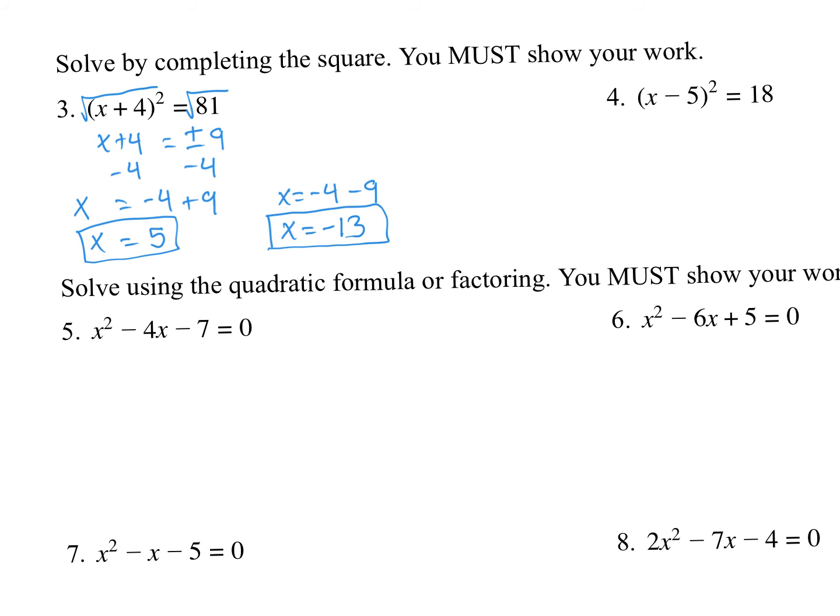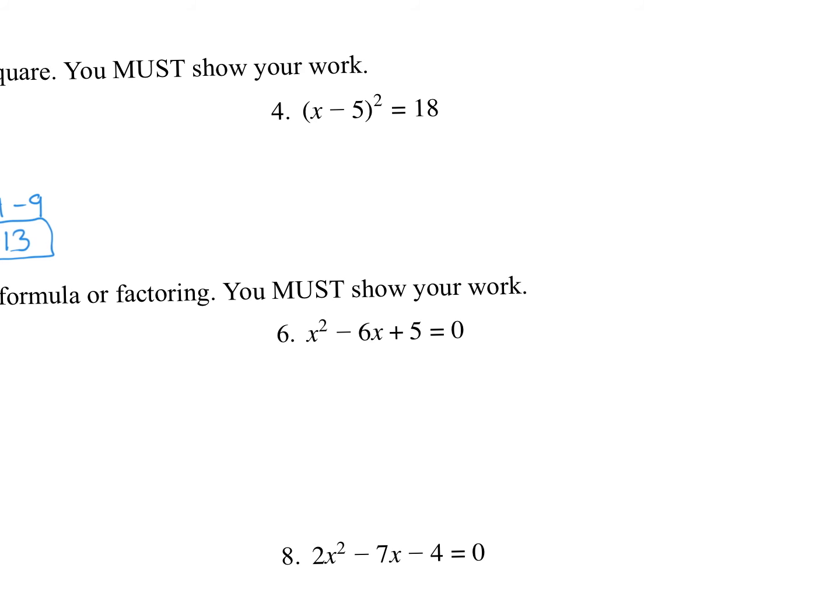We have two answers with these. Same thing here. I'm going to put the square root. The square root of 18 is not a simple number, but I'm just going to put it up to 2 decimal places. So the square root of 18 is positive or negative 4.24.